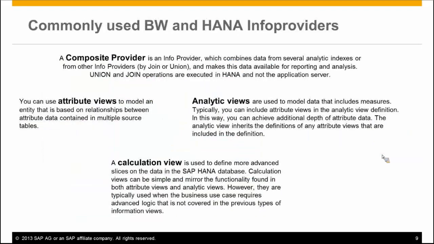Some commonly used BW and HANA InfoProviders, in case you're not conversant: I'm sure most of you would be aware what an attribute view is. An attribute view is primarily a master data object residing on the BW side, but the term attribute view is specific to HANA. So this is a counterpart of your master data InfoObject on the BW side. An attribute view gets generated on the HANA side once you activate your HANA generation on an InfoObject. An analytical view is an OLAP view on the HANA side, and it gets generated when you activate either your DSO or your InfoCube.